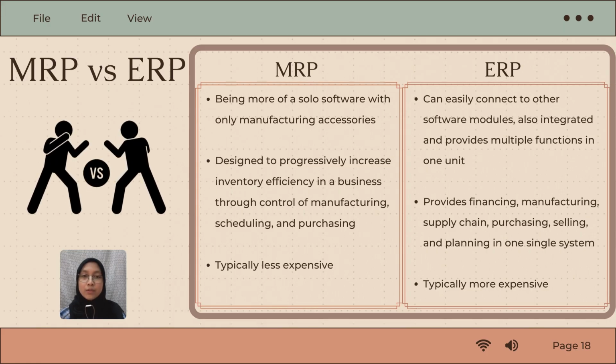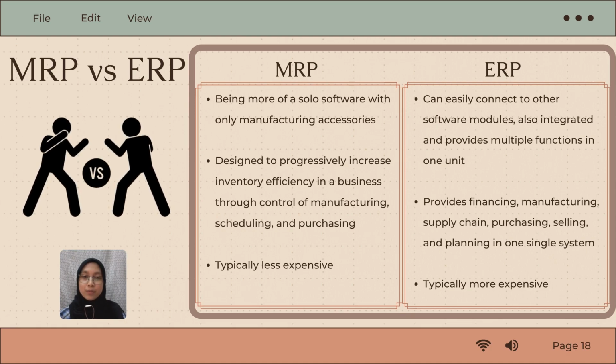Next, material requirements planning versus enterprise resource planning. It can be difficult to distinguish between these two systems. They do, however, differ in a number of ways that affect how they are employed in an organization. Let us examine some of the most significant differences. The first one, standalone versus integrated. MRP is standalone, more of a solo software with only manufacturing accessories, while ERP can easily connect to other software modules, and is integrated and provides multiple functions in one unit.